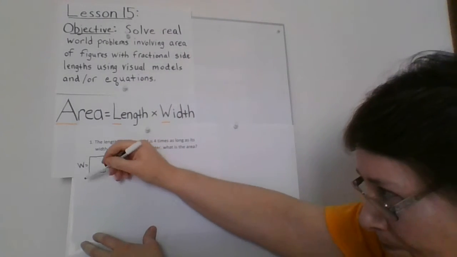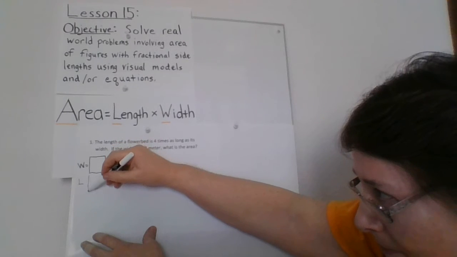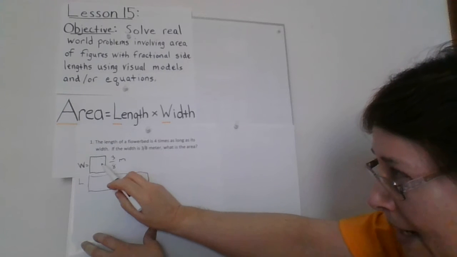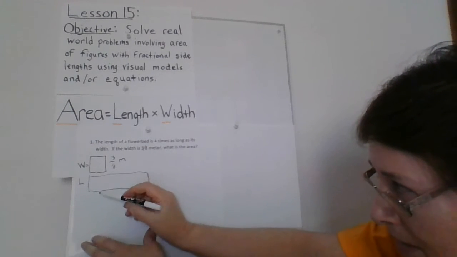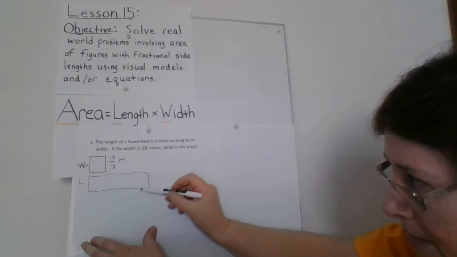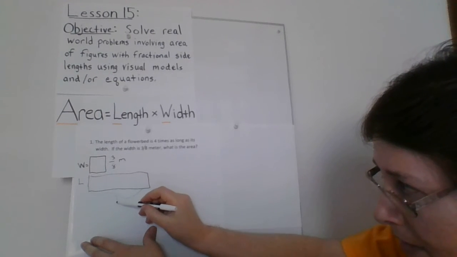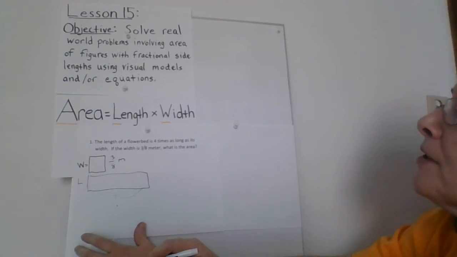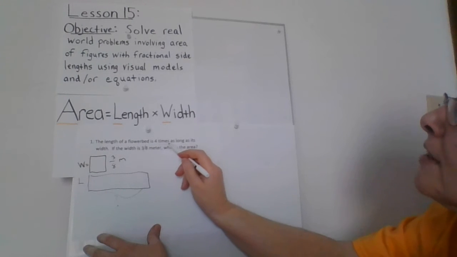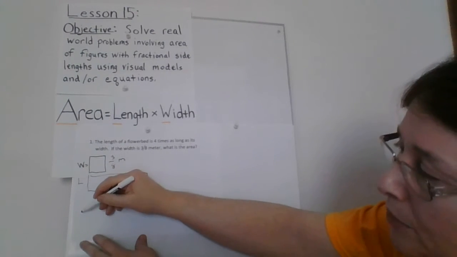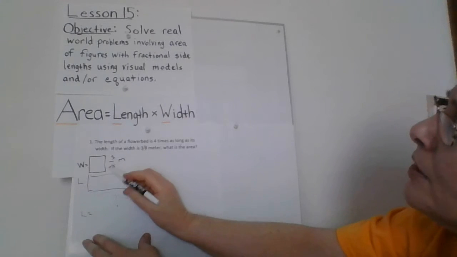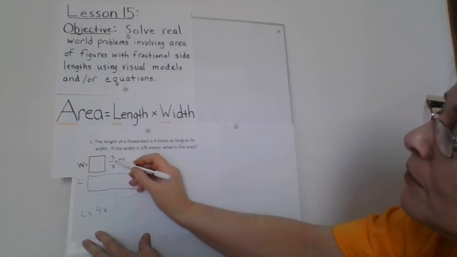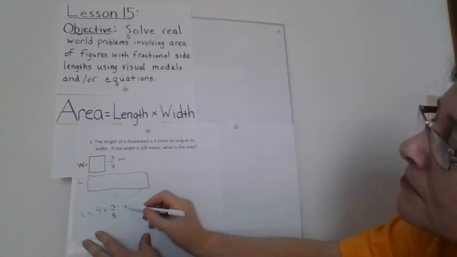The flower bed, the length, is 4 times the length of this. So this is 4 times greater, but we don't know what that is. We don't know what the length is. But in order to find the length, they told us that it's 4 times as long as the width. So in order to find my length, I am going to do 4 times the width, which was 3/8.